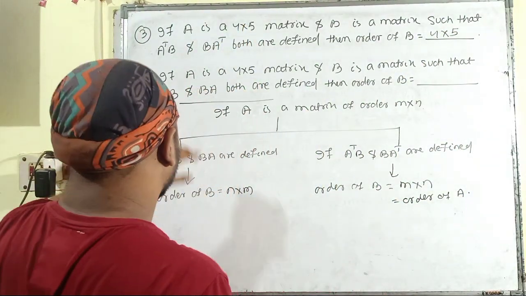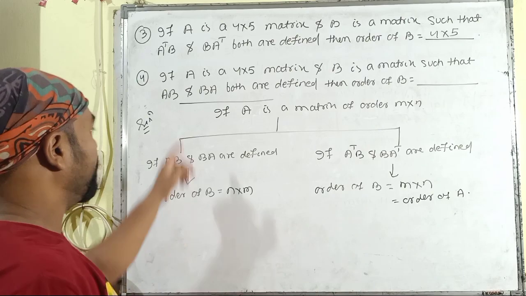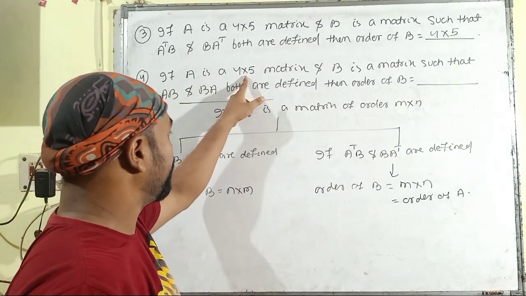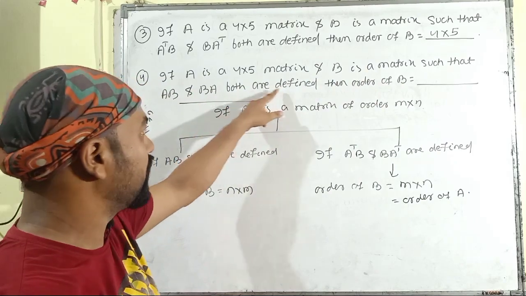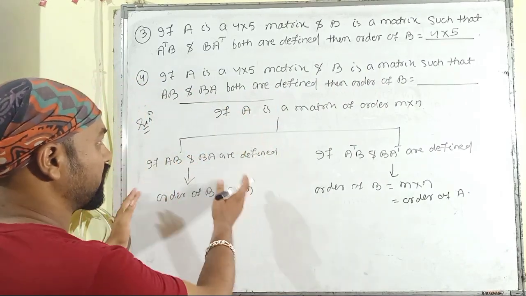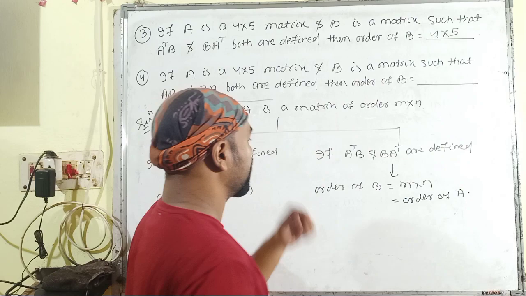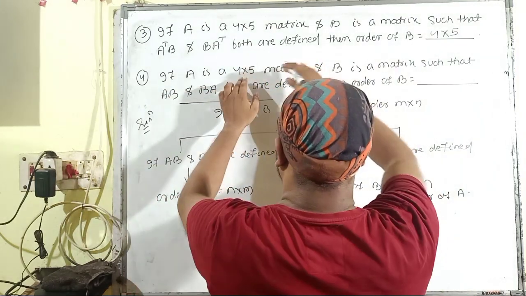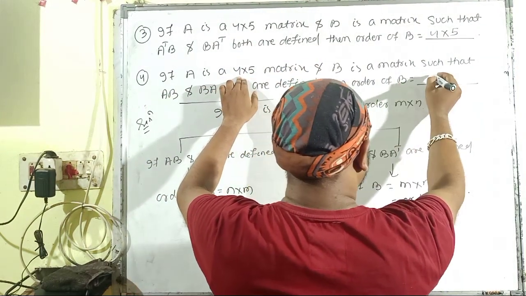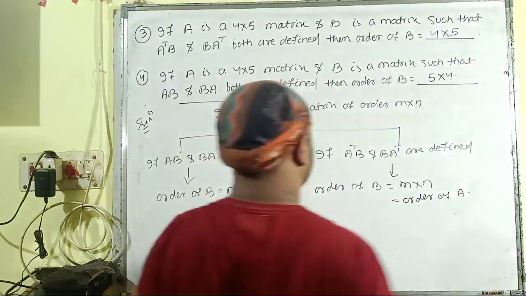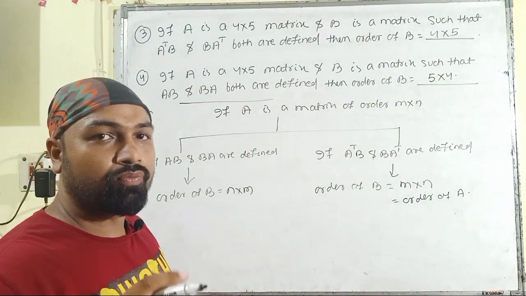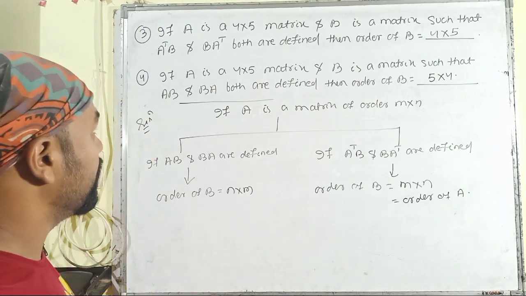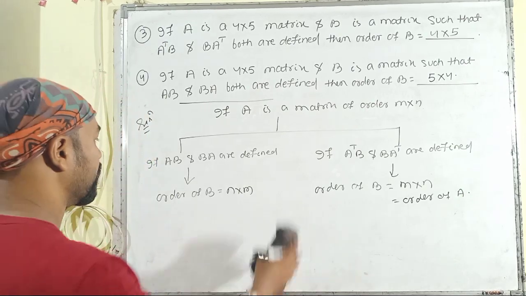In the fourth question, if A is a matrix of order 4 cross 5 and B is a matrix such that AB and BA both are defined, that means based upon the first fundamental, the order of the matrix B will be the reverse of the order of the matrix A given to you, that means it will be 5 cross 4. So these are the two solutions and fundamentals based upon problems number 3 and 4. Then moving to problem number 5.